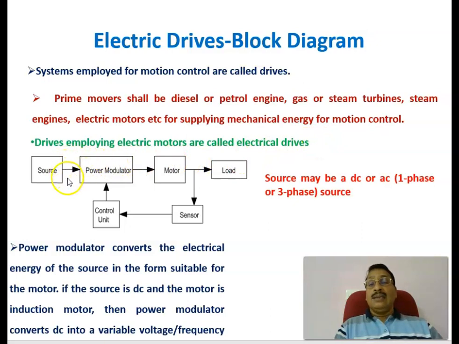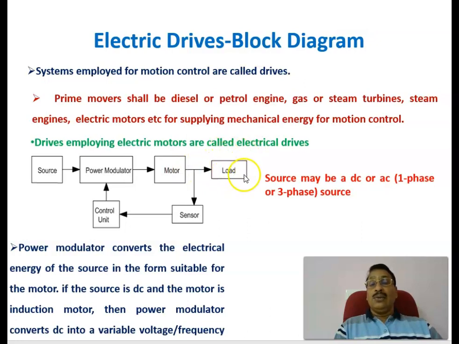Now, let us see the basic block diagram of an electric drive system. There will be a source, which can be either AC or DC. AC can be either single phase or three phase. And then there will be a motor. The motor can be either an AC motor or a DC motor, or different types such as a reluctance motor, brushless DC motor, like that. Different motors can be there. And there will be a power modulator. That power modulator controls the power flow from the source into the motor, and this represents the load.